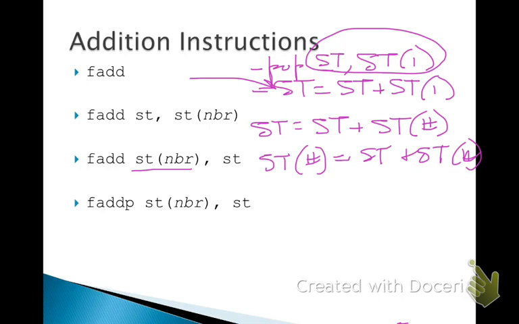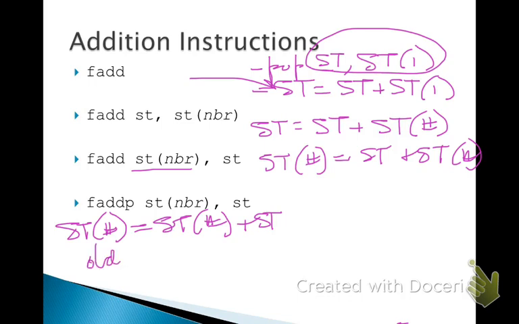Finally, fadd and pop. This is going to do the same thing that we did up here. We're going to add stack number plus stack top. Stack number gets replaced with that sum, and then old stack top will be popped from the stack. Okay, that P suffix, very handy.